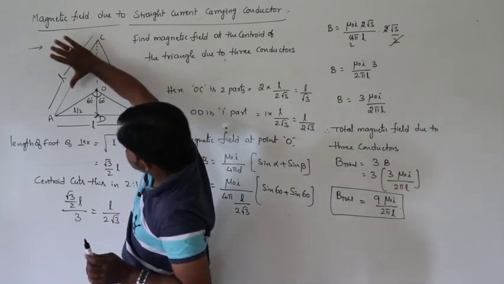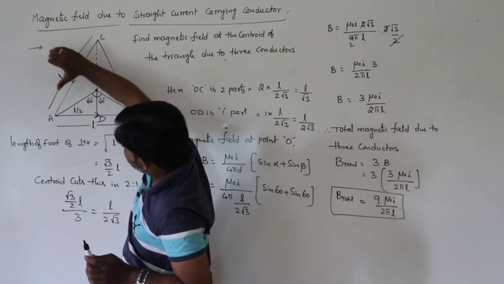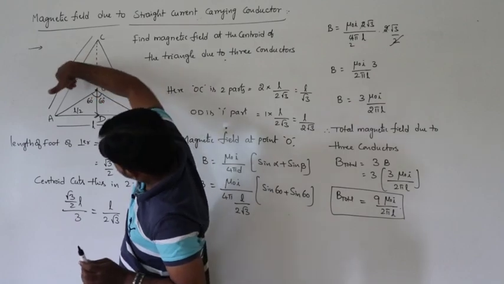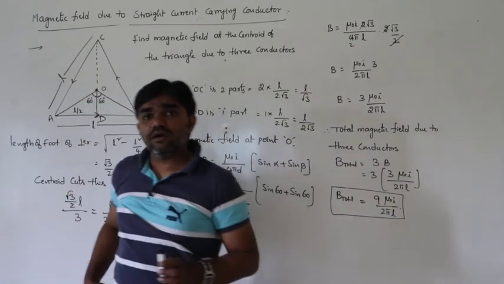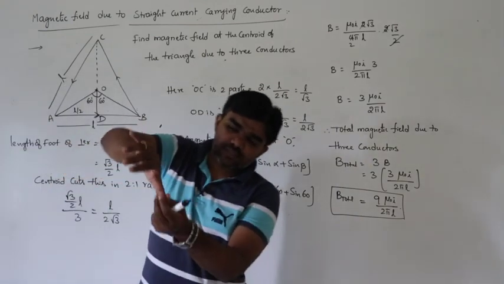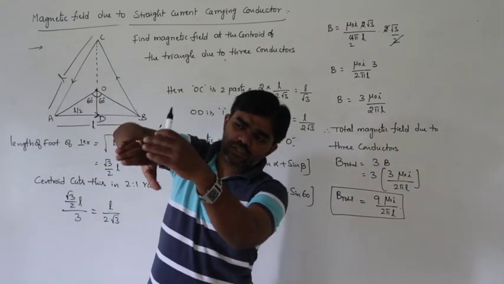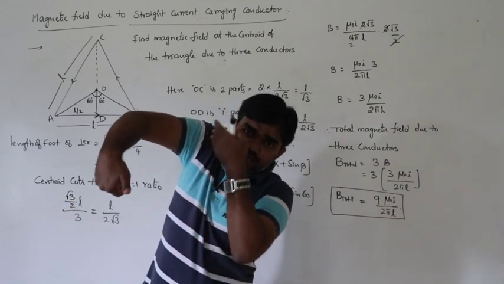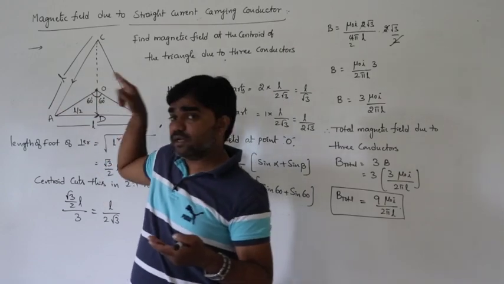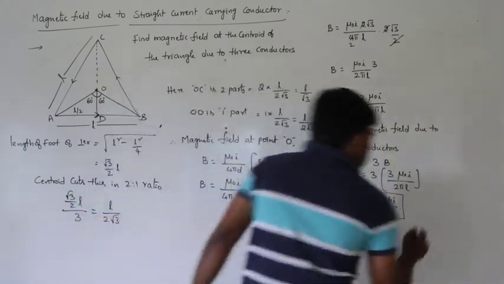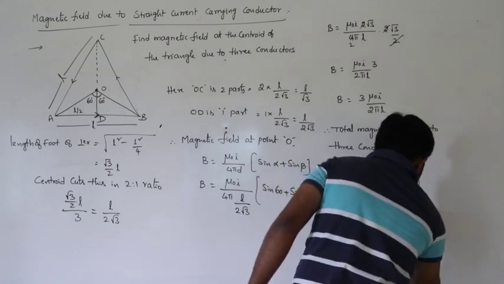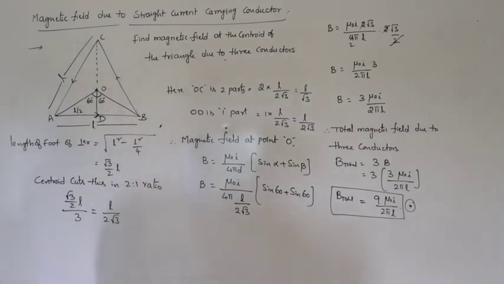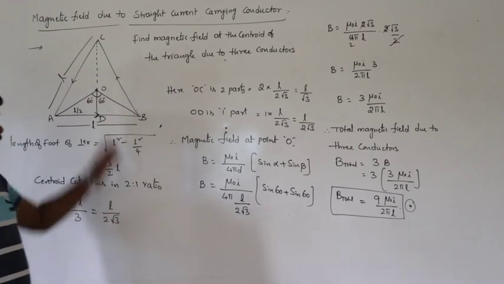Then come to this. This is the direction of the current, and above this point inwards, but at this position the direction of the magnetic field is outwards. Like this is the direction of the current carrying conductor. At this position the curling of the fingers is inwards, so the magnetic field is inwards. When we come to this position the direction of the magnetic field is outwards. So the total direction of the magnetic field is outwards. This is the way to calculate the net magnetic field under different conditions.